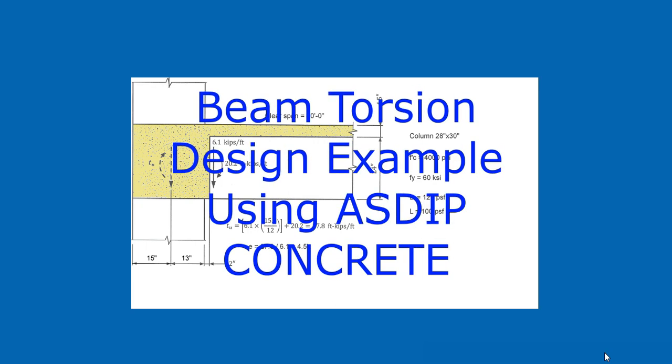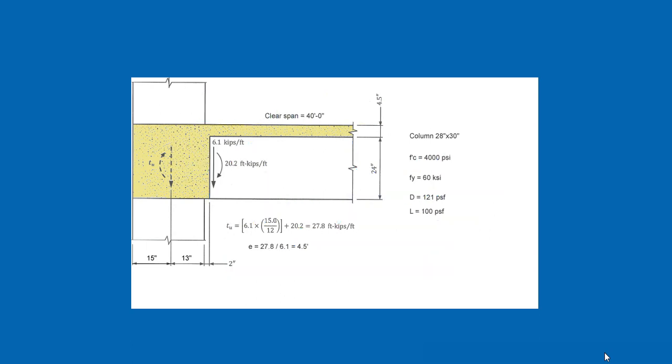ASDIP Concrete includes the design of continuous concrete beams subject to bending, shear, and torsion. It's based on ACI 318 and also CSA A23.3. But how do you actually enter the information into the program? How do you check the results? How do you optimize the design?